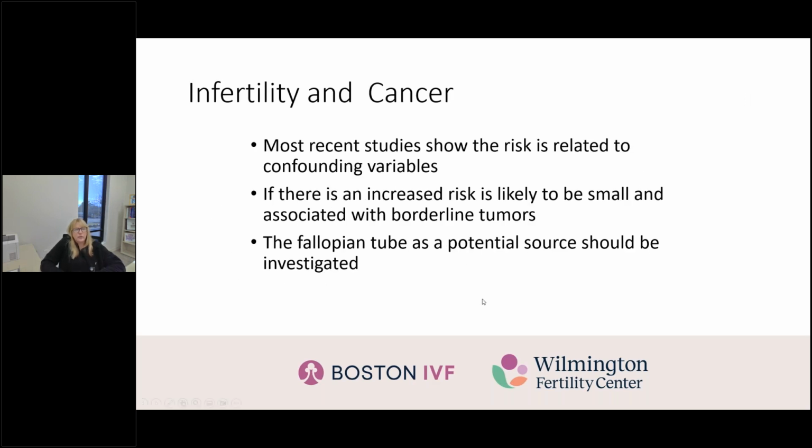So as far as infertility and cancer, most of the recent studies show that the risk is related to confounding variables such as nulliparity. There does seem to be a possible increased risk for borderline tumors. It hasn't been associated with a particular fertility medication, and the incidence is fairly low.